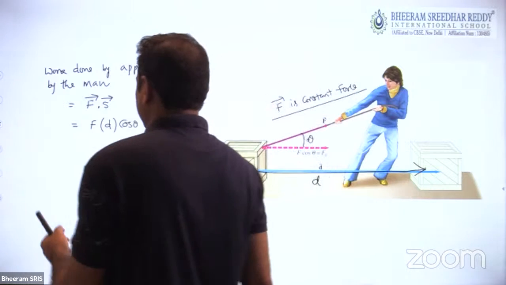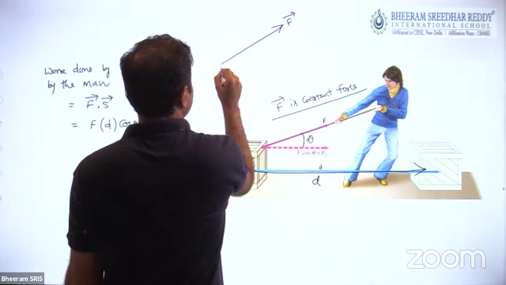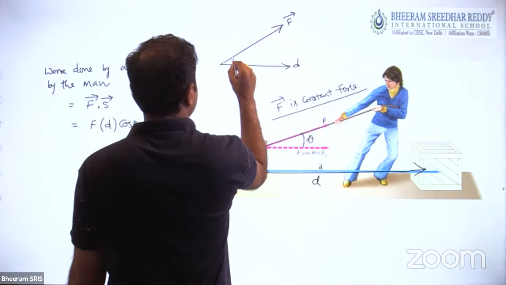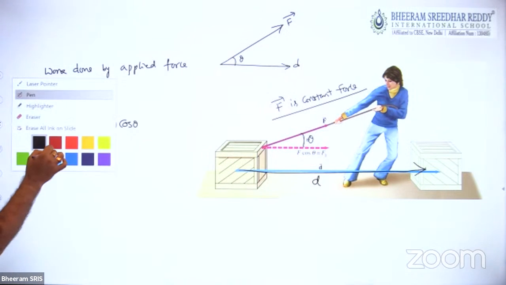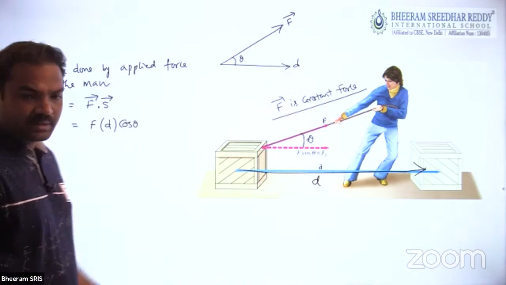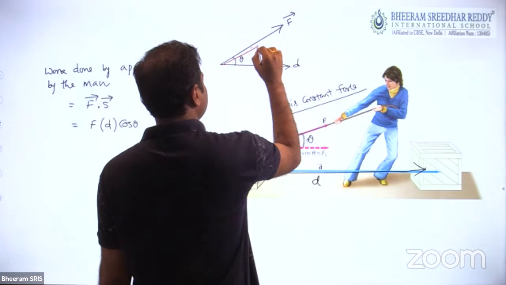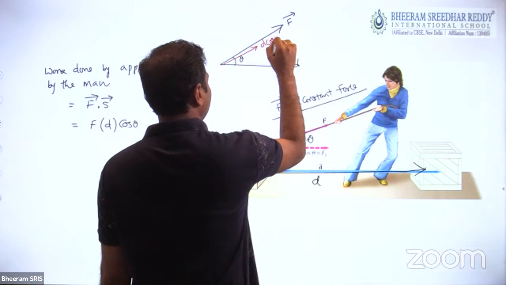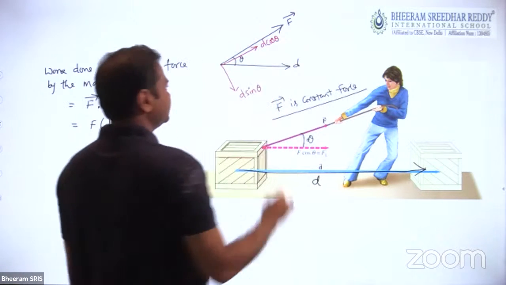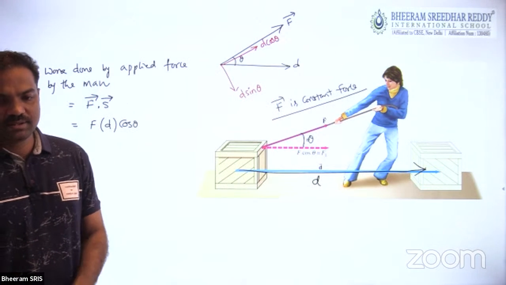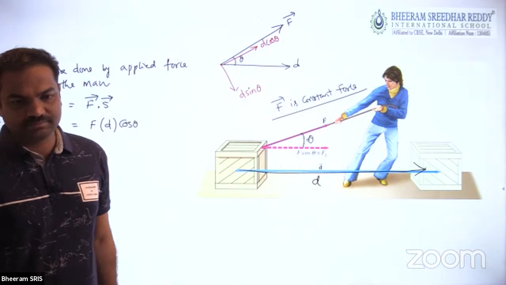Now why am I discussing this? Because it has some importance. Now let us see. This is the force vector, and this is the displacement vector. The angle between them is theta. Now what I'm doing is making components of d. I'm making the displacement components. If I make displacement components, I'll get one component d cos theta along the force, and the other component d sin theta. I'm making the displacement into two components, d cos theta and d sin theta.